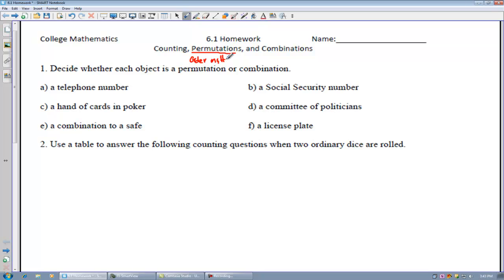And then a combination, of course, is in a sense an arrangement that is the opposite of this, so the order does not matter. So order does not matter.